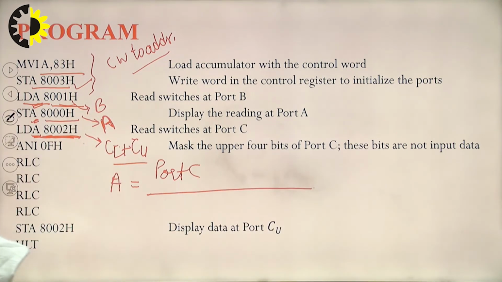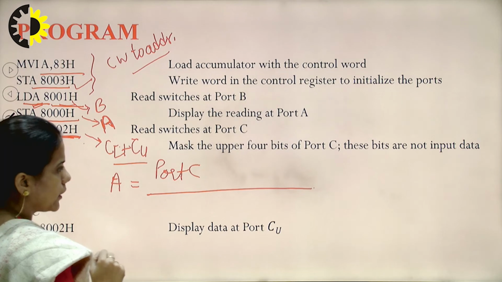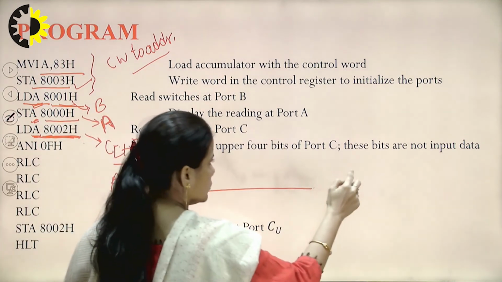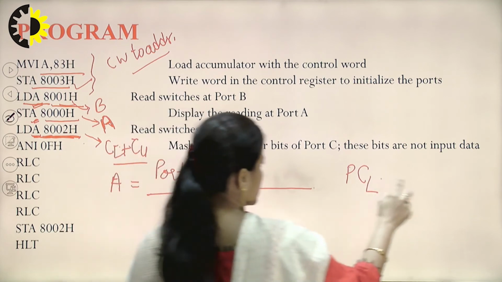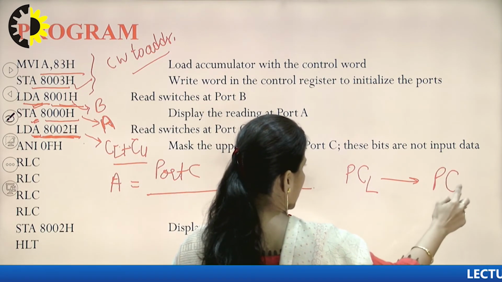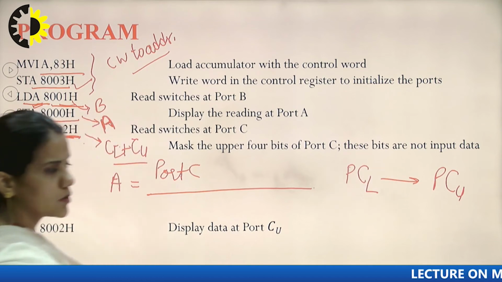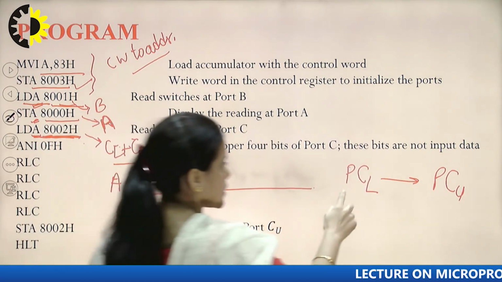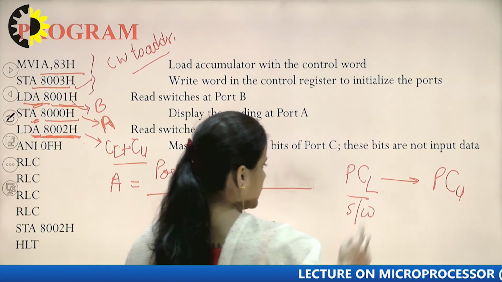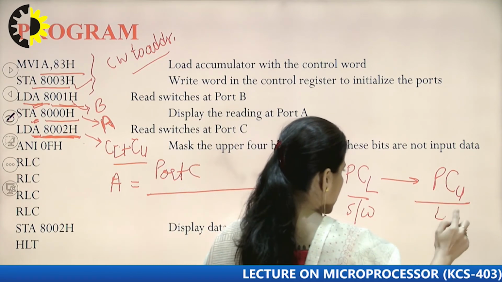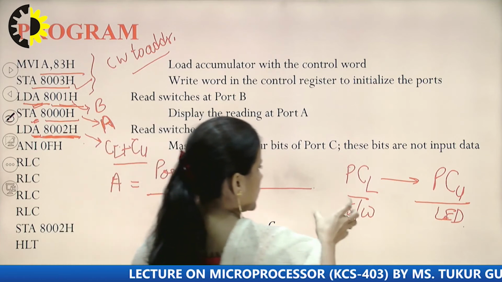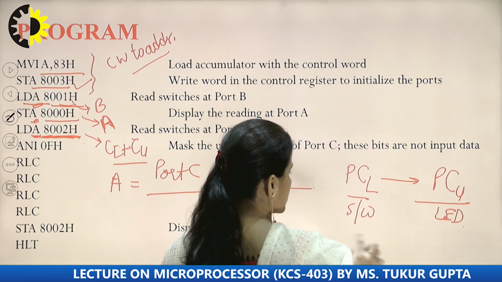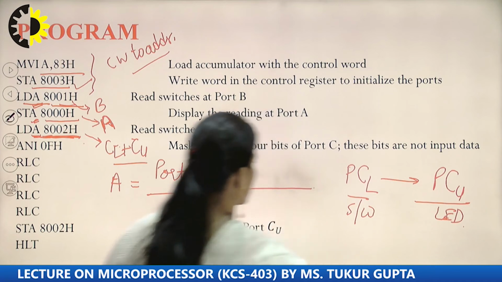8-bit status. But what we had to do, we had to represent the port C lower status on the port C upper. We had to do this because the switches are connected to port C lower and LEDs are connected to port C upper. So we have to transfer the status of this port C lower to the port C upper.